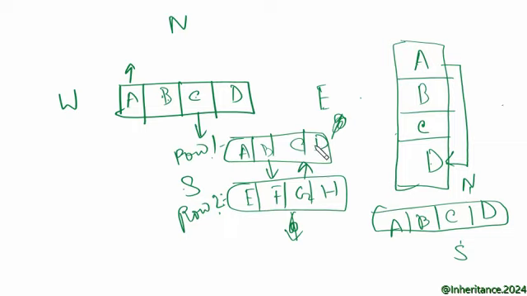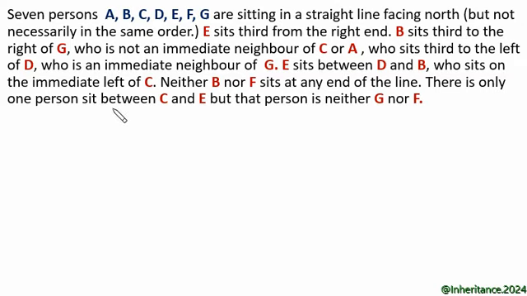So let's take our first puzzle of today. See, 7 persons A, B, C, D, E, F, G are sitting in a straight line facing north, but not necessarily in the same order. E sits third from the right end, B sits third to the right of G, who is not an immediate neighbor of C or A.